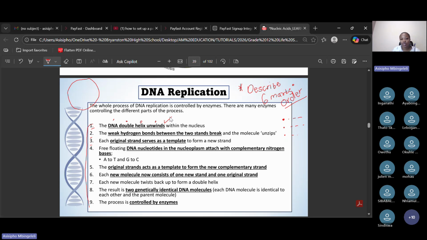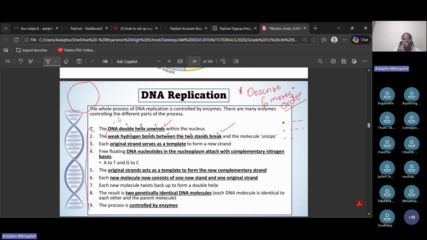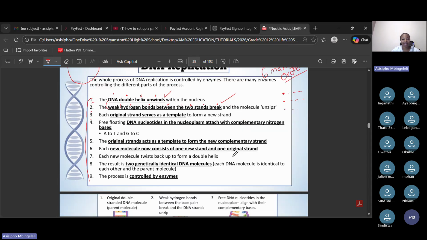So what do I need here to give you a mark? Hydrogen bonds between the 2 strands break. Tick. I didn't mention weak. So I'm going to put weak in bracket because the word weak is not needed there. Whether you have it or not, it doesn't change your answer. What are we explaining? The bonds between the 2 strands are going to break. Whatever that is joining the strand breaks.